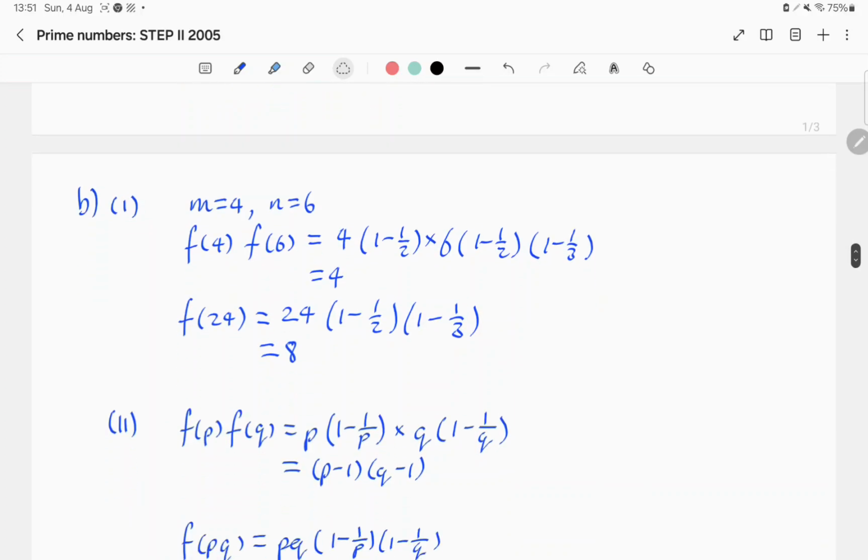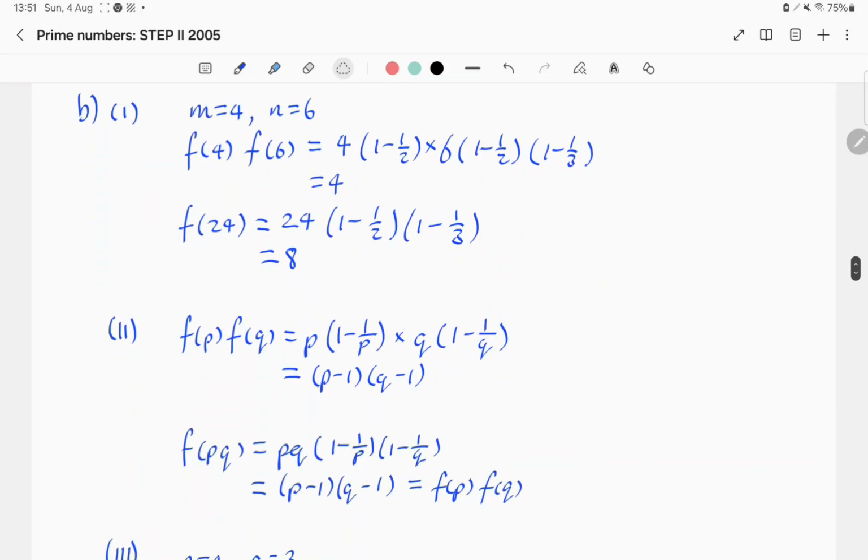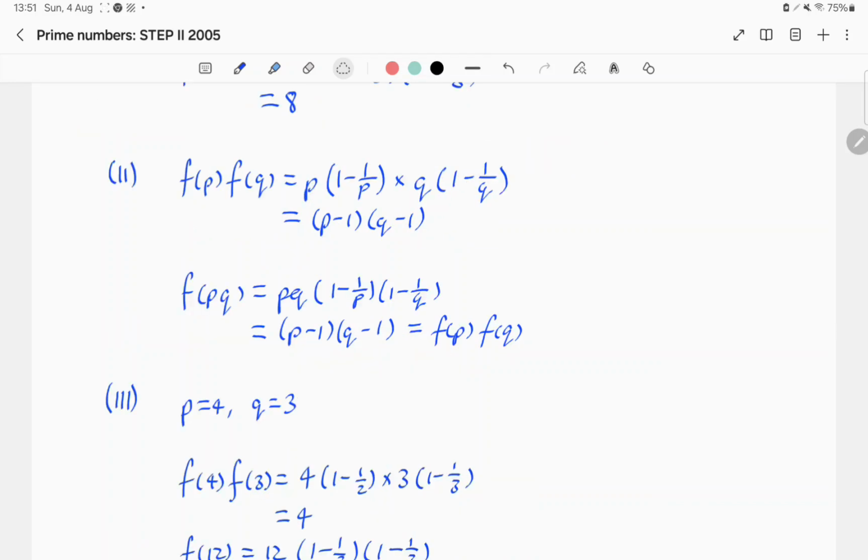Now let's move on to part B. So firstly, for part 1 here, a good counterexample is m equals 4, n equals 6. If you evaluate f(4) and f(6), you get 4, but if you evaluate f(24), you get 8. Now, we'll move on to part 2.